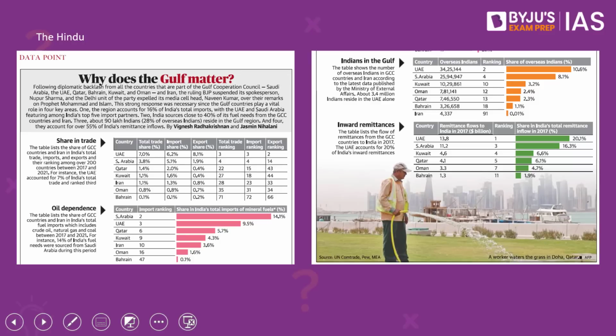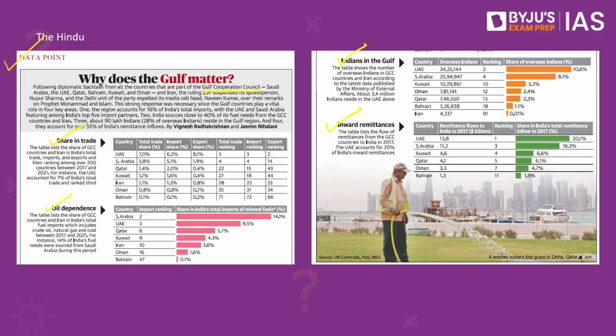Now, what is the context? This article from the Data Point series analyzes India-Gulf nation relationship amid the diplomatic backlash being faced by India by the member countries of the Gulf Cooperation Council. This article notes the importance of Gulf countries for India in the following four areas: trade relations, oil dependency, Indian diaspora, as well as the inward remittances to India.